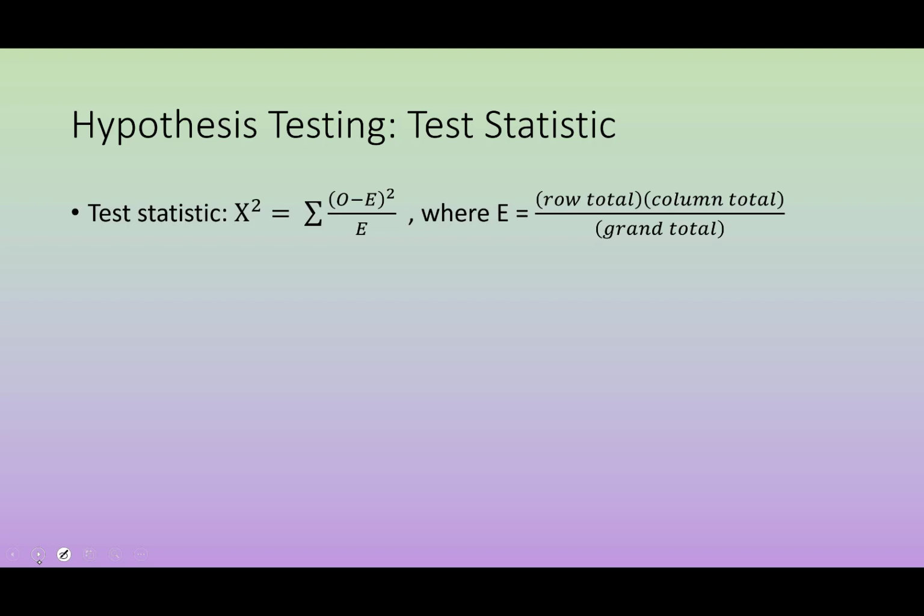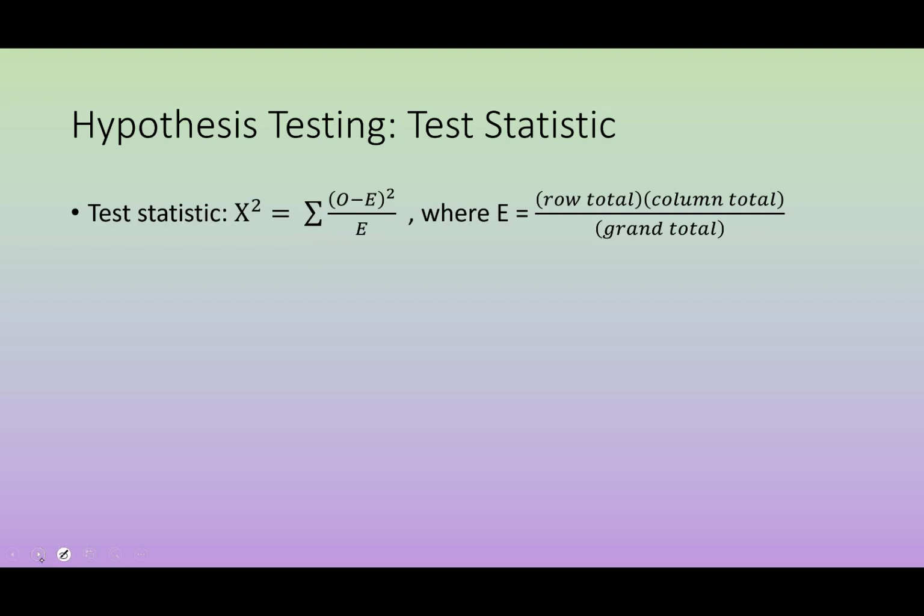To compute our test statistic, notice this is the same formula that we used when we did the hypothesis test for goodness of fit. So we're still going to be finding our observed minus our expected values, and then we have to square that and divide it by the expected values. And then we'll find the sum of those, and that will give us our test statistic.